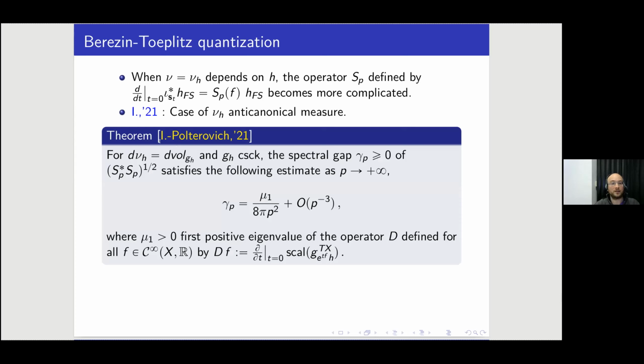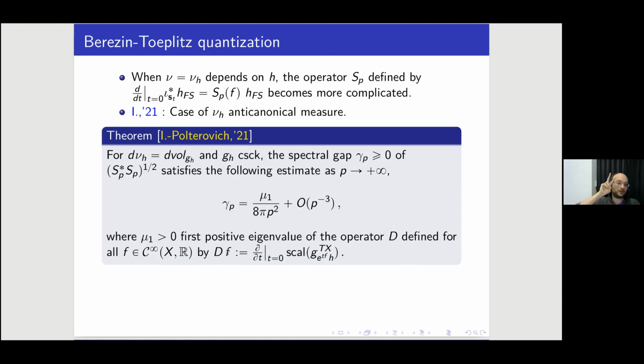dealt with recently in a paper with Leonid Polterovich, which tells you that the spectral gap, not of SP, because it's not self-adjoint anymore, but take its self-adjointization. Well, I don't know if it's a word, but you see. And this has a spectral gap, which also can be computed in terms of the first positive eigenvalue of the so-called operator of variation of scalar curvature. So a more complicated operator of order 4.